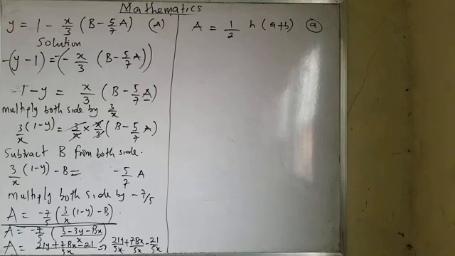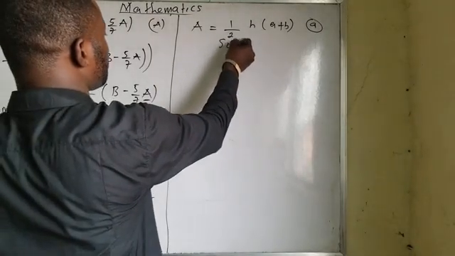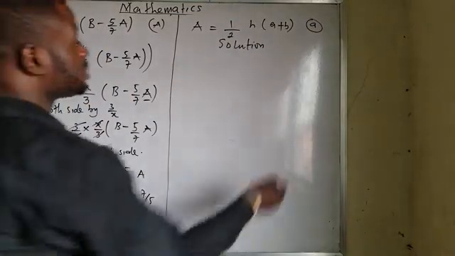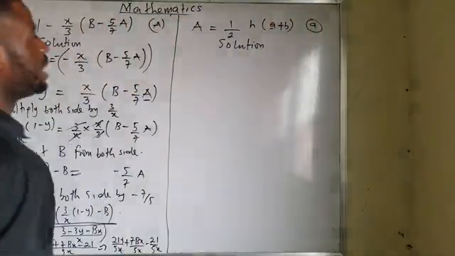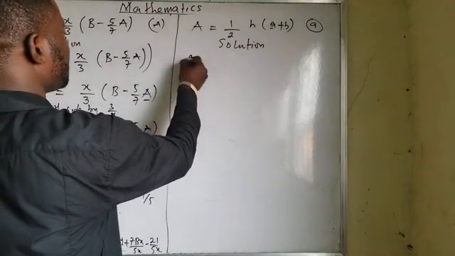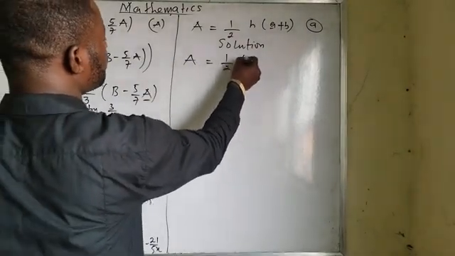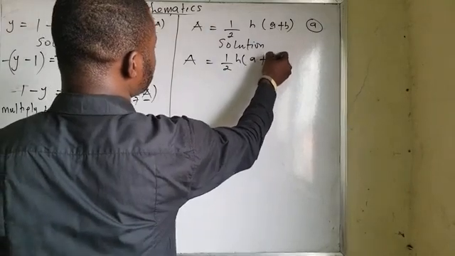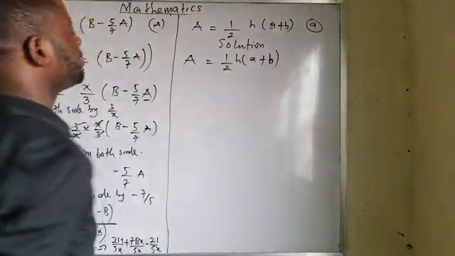Now look at this also. Let's try to work on this. I'm to make a the subject. I have a equals h all over 2 bracket of a plus b. This is very straightforward.